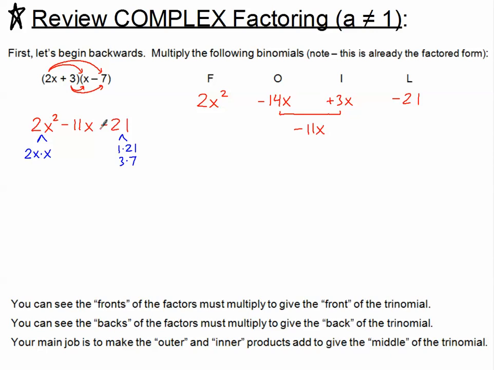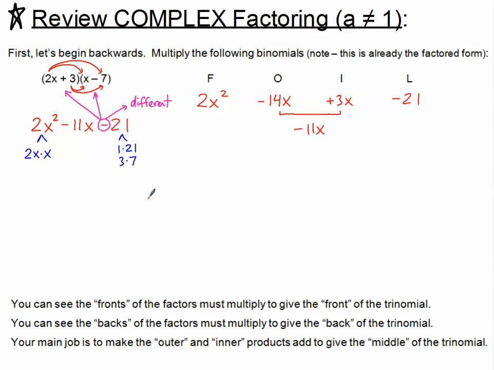And there's one other thing I make note of, and it's this sign right here. We learned last time that if this sign is a minus sign, that means my factors are going to have different signs. You can see one of them is negative and one of them is positive, and therefore they do have different signs. So the main job today is to make the outer and inner products add up to be the middle of our trinomial. These outer and inner products, the OI, as I call it, have to add up correctly to be the middle of my trinomial.